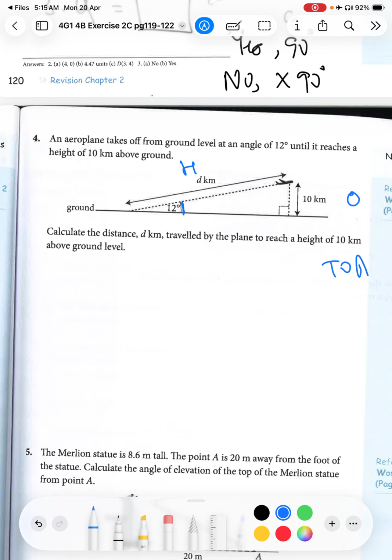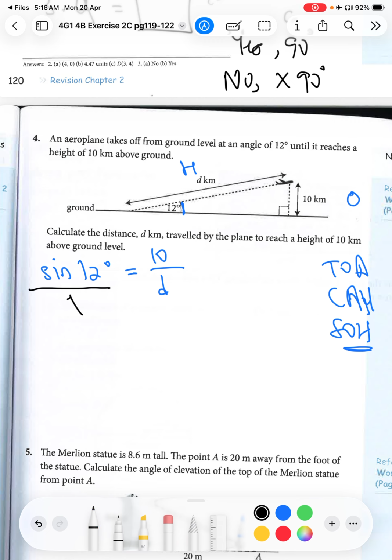SOH. So I have to use sine because only O and H is involved. See this part. So sine 12 degree is 10 over d. So remember how do I find out this part? Let's put this over 1, change to a fraction, you cross multiply. This times this, d times sine 12 degree equals to this times this, 1 times 10, cross multiply.